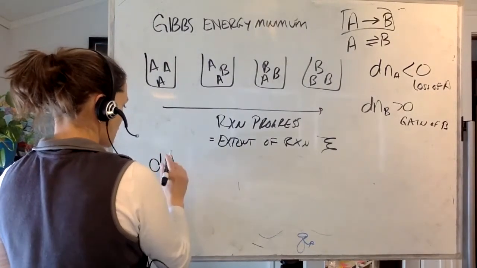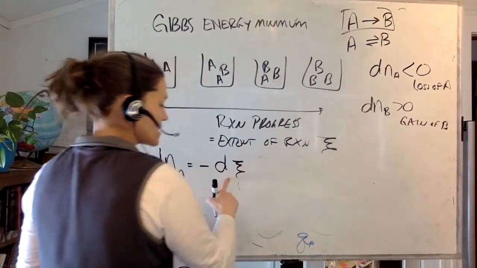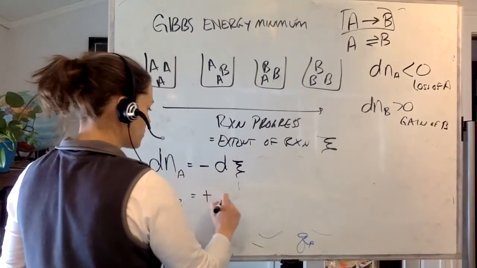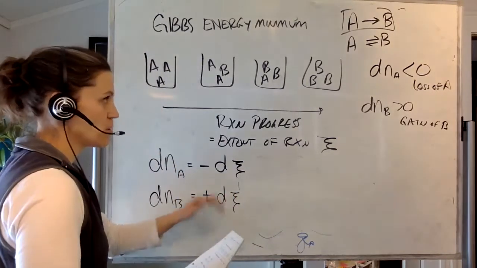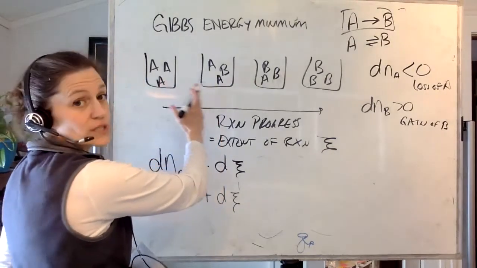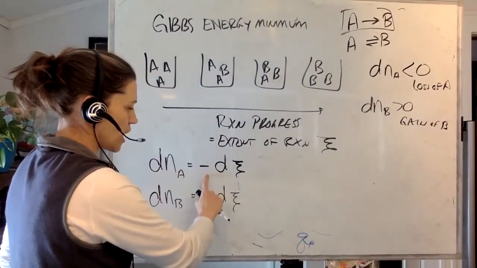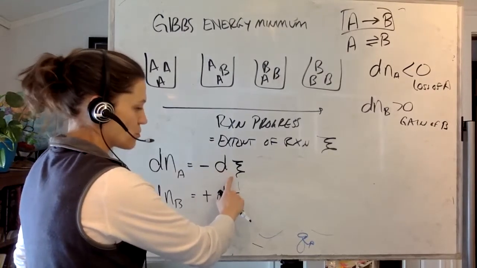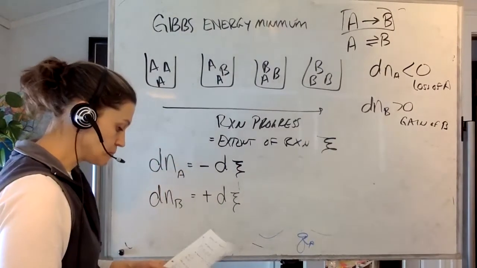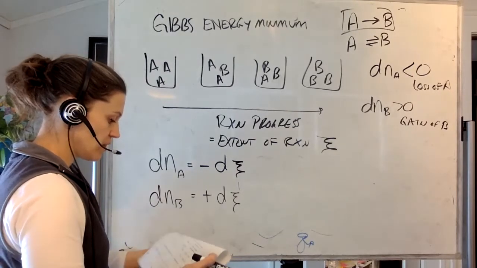So the change in the number of moles of A is equal to minus the change in the extent of the reaction. And likewise, the change in the number of moles of B is equal to positive the extent of the reaction. Because as you go forward along this line, anything that you lose in A, you are going to gain in B. Okay, so you can then denote the reduction in the reaction progress is equal to the gain in the reaction progress with respect to A or with respect to B. Sound good?